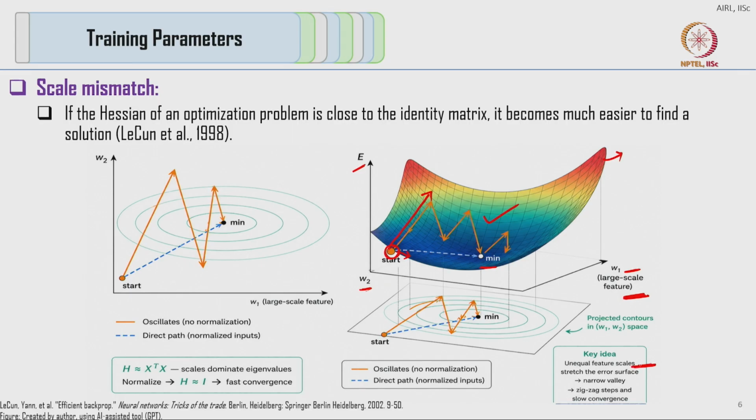So the feature scales actually stretch the error surface. The projected contours show us that this is an ill conditioned curve, and hence this is not the most optimal way of learning. Now this particular part is left as a future read. If the Hessian of an optimization problem is close to an identity matrix, it means that it is easier to find the solution. Please read this particular paper by Yann LeCun. We will discuss this in detail in the next lecture.